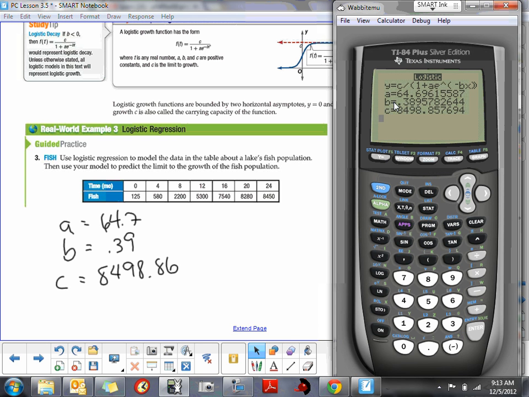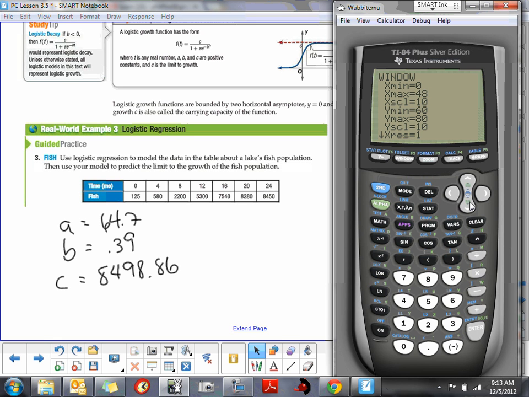They really don't ask us to write that model out, but we're going to write the model out in the algebraic equation. And now what we want to do is answer the question that says, use your model to predict the limit to the growth of the fish population. So one of the things I want to make sure I do is get an appropriate window. Right now we're going to 24 months, so we're going to go 0 to, what if I double it, 48 months, and I can always change that and go higher and higher.